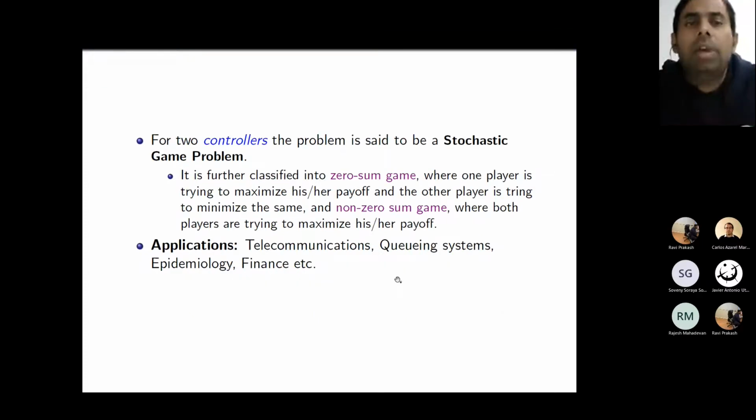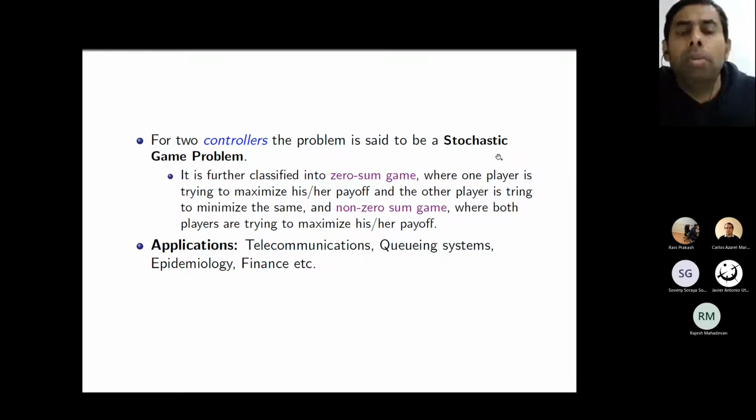Now, as I said, there can be either a single controller or multiple controllers. Today, we will be talking about the problem where there are multiple controllers. When there are multiple controllers, it's what is called a stochastic game problem. It can be multiple controllers, but I'll be just talking about two controllers. So for two controllers, a stochastic control problem is said to be a stochastic game problem.